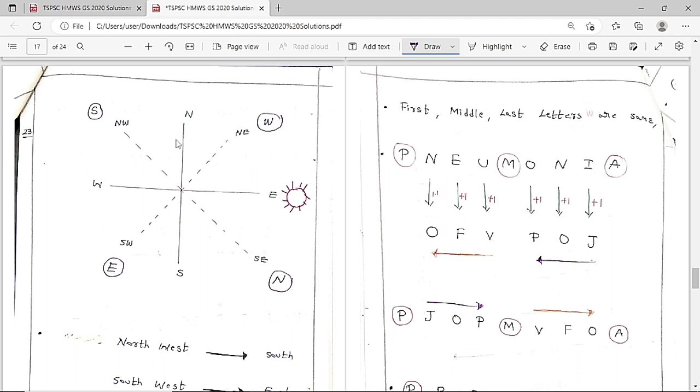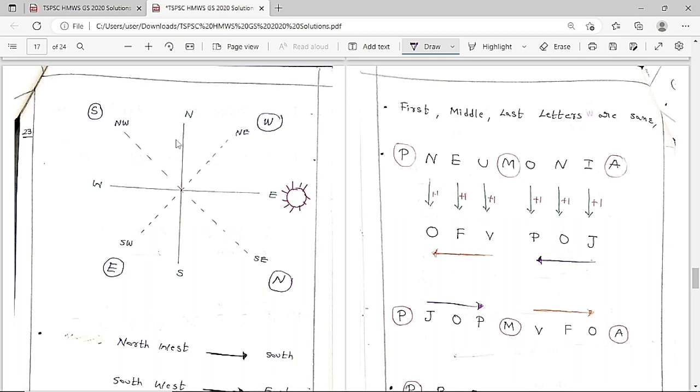So this will become northeast and this will become northwest and this will become southeast and this will become southwest. So if this is north, south, east, west, then this will become northeast, this will become northwest, this will become southeast and this will become southwest.